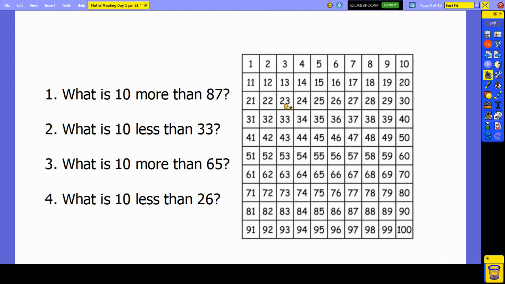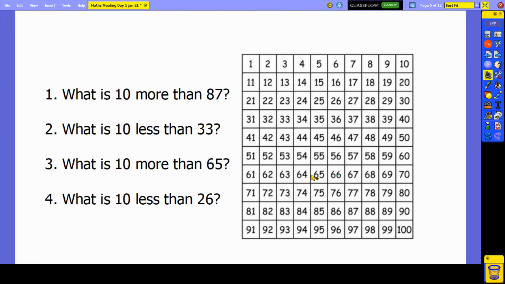I'm going to jump up. Okay, because it's 10 less. So 10 less than 33 is 23. Fantastic work. What is 10 more than 65?